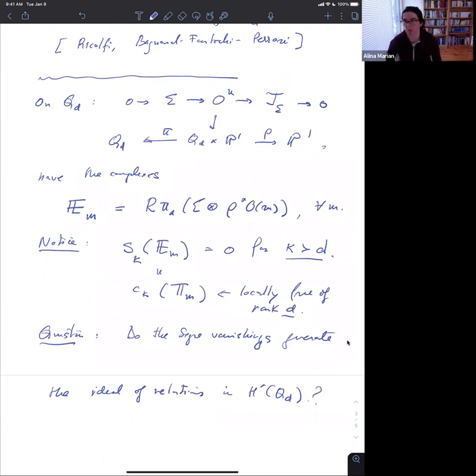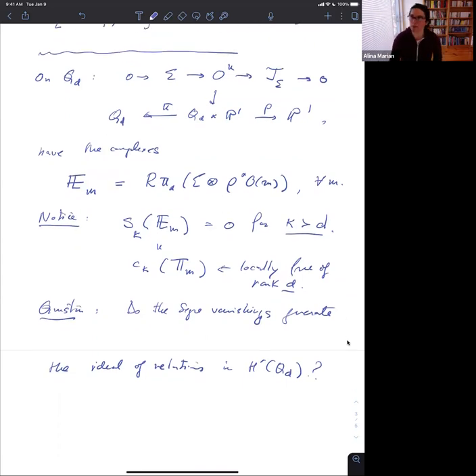So you can ask this question, and it's somewhat supported by the fact that indeed there are no relations. We know that there are no relations in cohomological degrees lower than D. So these would be relations in higher cohomological degree, as they should. Yeah, so we expect this. I'll leave this a bit open for the moment.